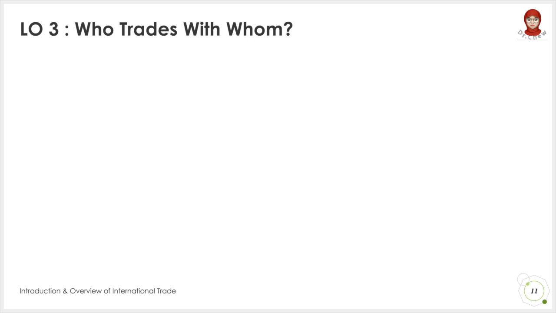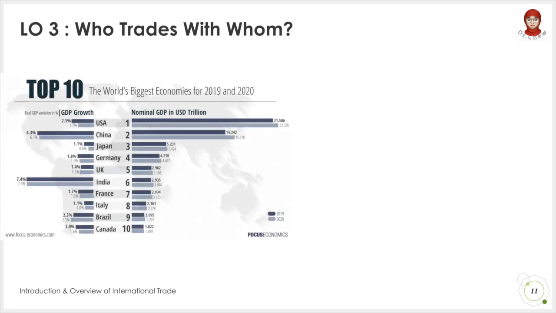Now, let's see how we can apply the gravity model to a real situation. First, based on this diagram, let's see the biggest economies in the world. We can see that the US ranked number one. So, based on the gravity model, we're going to see who will most likely become the trading partner for the US. It would be either China or Japan, since they rank number 2 and number 3 in the top 10 world biggest economies.